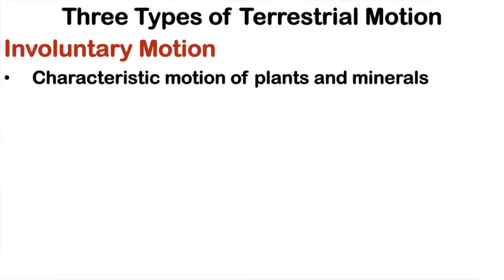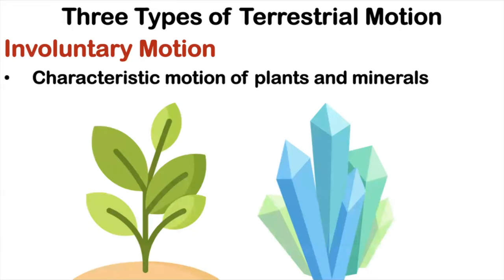Last but not the least, if we have voluntary motion, of course, we have the involuntary motion. So this was the characteristic motion of plants and minerals. Okay, so what do plants and minerals do? Basically, they couldn't move, right? So these two cannot move because they do not have the will to do so. They could only move due to mechanical forces. For example, when you uproot a plant, okay, of course it will move. When you dig a mineral, it will move.